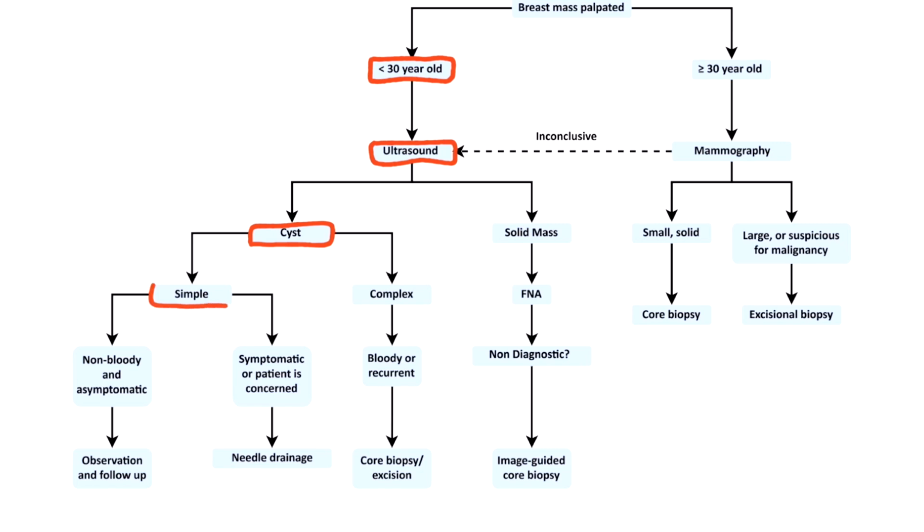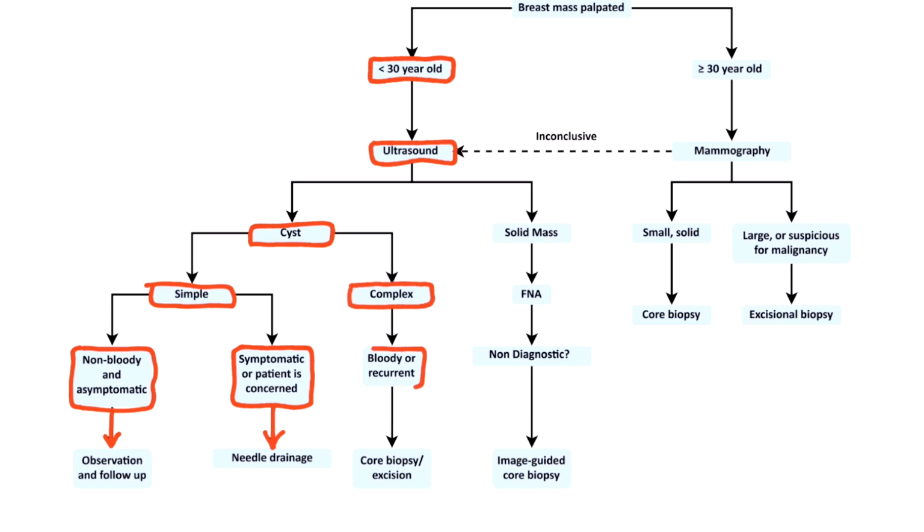Patients with a simple cyst that are non-bloody and asymptomatic only require observation and follow-up. If the patient is symptomatic or desires further treatment, then needle drainage can be performed. Patients with complex cysts that are bloody or recurrent can undergo needle core biopsy or excision.